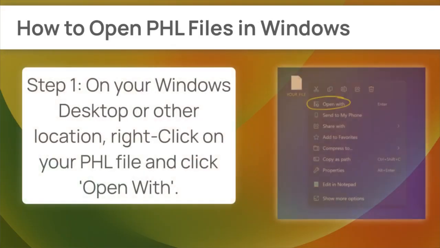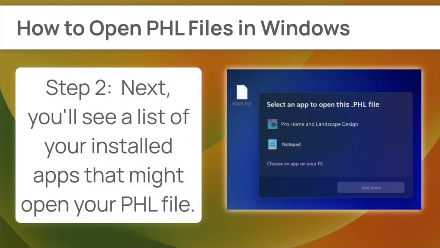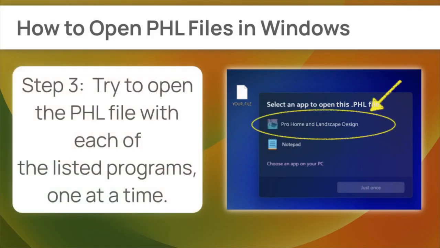Open the menu by right-clicking your PHL file and choosing Open With. Test Pro Home and Landscape Design if it's there. If it's absent, select another application. Different apps handle the PHL file differently.